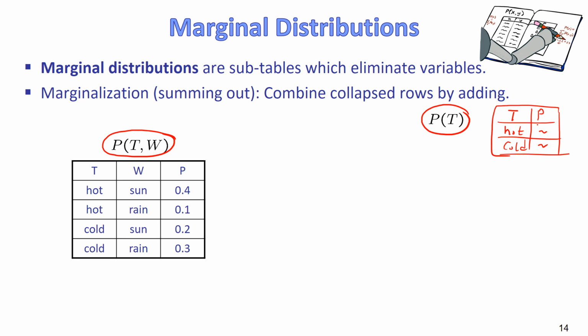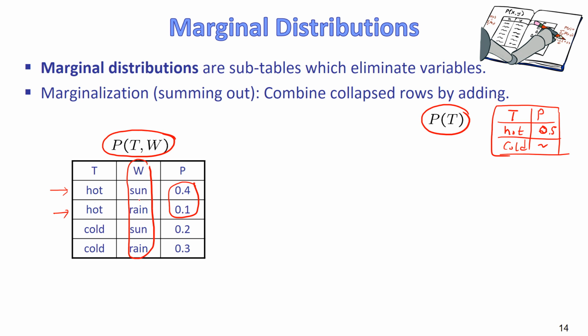Now look at this table. This is just a subtable of this by eliminating the variable w. But it's not just getting rid of this column. When we get rid of this column, we add up the rows that are similar. So to calculate the probability of hot, we look at the rows here that have hot and we add the values together. So the value here will be 0.5, ignoring completely the values of w.